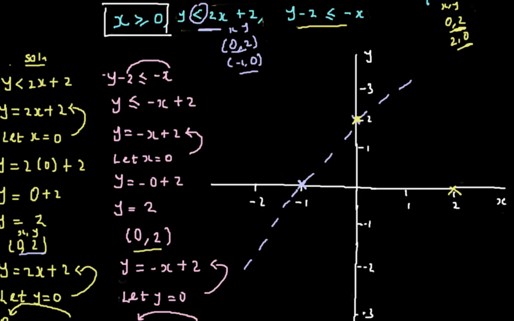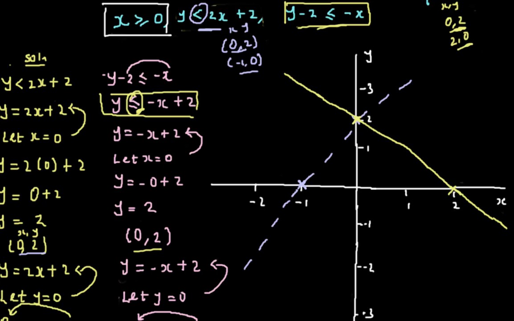So we need to join these points together. But before we do that, we look at the inequality. The inequality, yes, y is less than or equals to minus x plus 2. Less than or equals to, that is a solid line. So we join the 2 points with a solid line. So we have this.